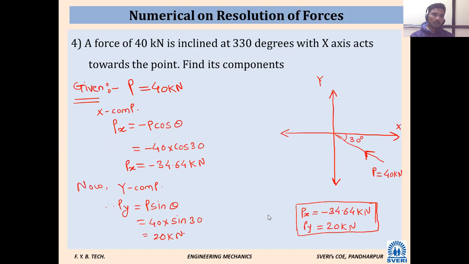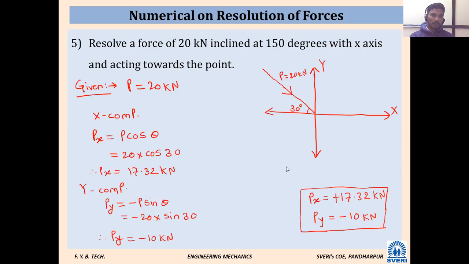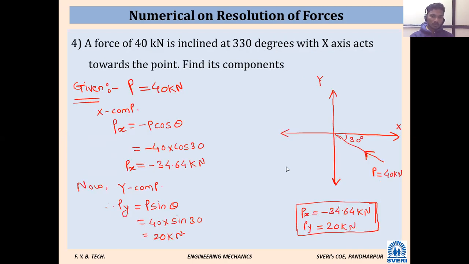Then a force of 40 kilonewton is inclined at 330 degrees with the x-axis, acting towards the point. In similar ways, in which quadrant does this force come? Second quadrant. So the x component will be negative, and Y will be positive. Sorry, Y will be positive and X will be negative in that way.